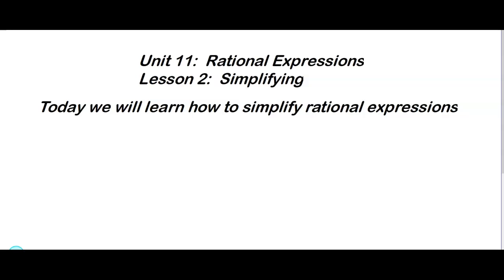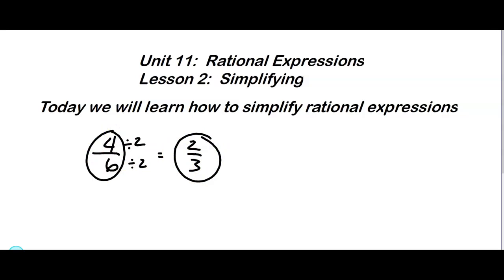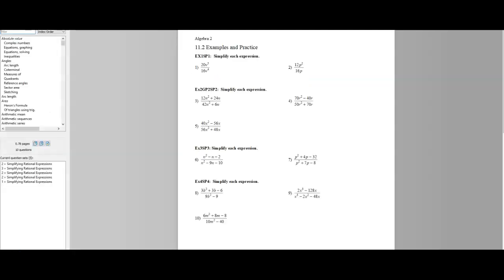Guys, so our goal for today is to simplify rational expressions. It's like reducing fractions basically. It'll be a little bit more complicated, but here we have a fraction. If we reduce that by dividing the top and bottom by 2, I get 2/3. It's the same fraction as it was in the beginning, just reduced. So we're going to do the same thing, but with rational expressions, which are fractions also, but they're fractions that have variables in them. So let's go ahead and jump in here.